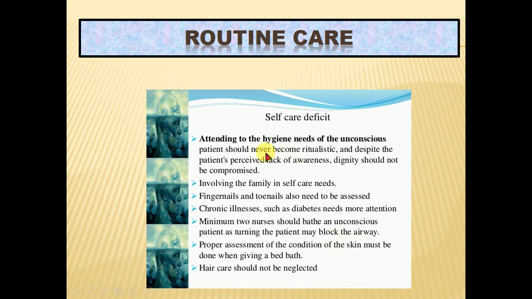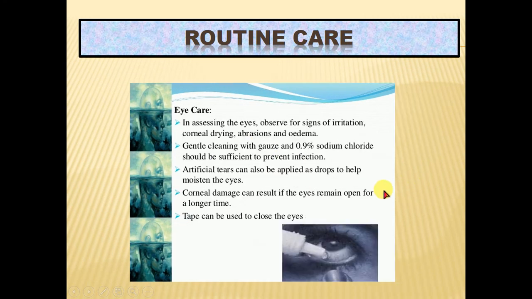And this is a repeated slide. In eye care, we have to look for signs of irritation, corneal drying, abrasions. Gentle cleaning with gauze and 0.9% sodium chloride should be sufficient to prevent infection. We can even go for eye irrigation. We can use normal saline, and we can have a kidney tray kept at the side of the eye, and then do the eye irrigation using normal saline. Artificial tears also can be applied as drops to moisten the eyes and prevent corneal damage, and tapes can be used to close the eyes.